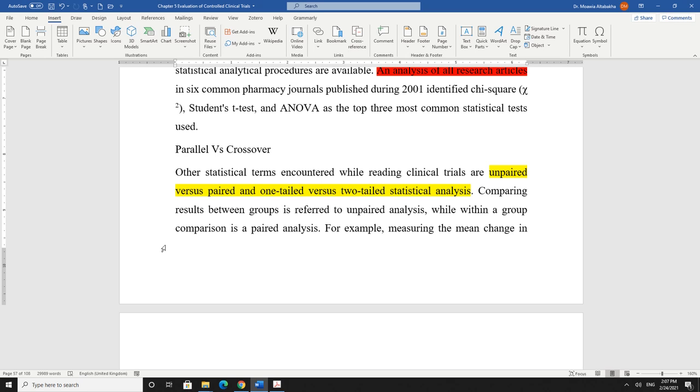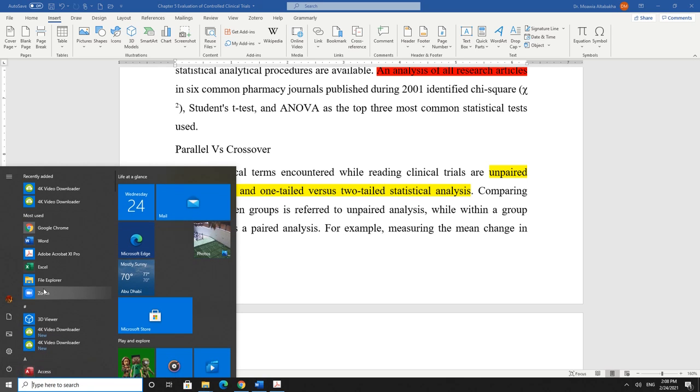Then the result of Samer في drug A, the result of Samer في drug B. Then the results of Sarah في drug A, the results of Sarah في drug B. The results of Sally في drug A, the results of Sally في drug B. The results of Jude في drug A, the results of Jude في drug B. Okay, so they are paired. But if I do two different groups, then I will use unpaired analysis. So now you should understand when unpaired and paired are used. Okay, this is the type of analysis.